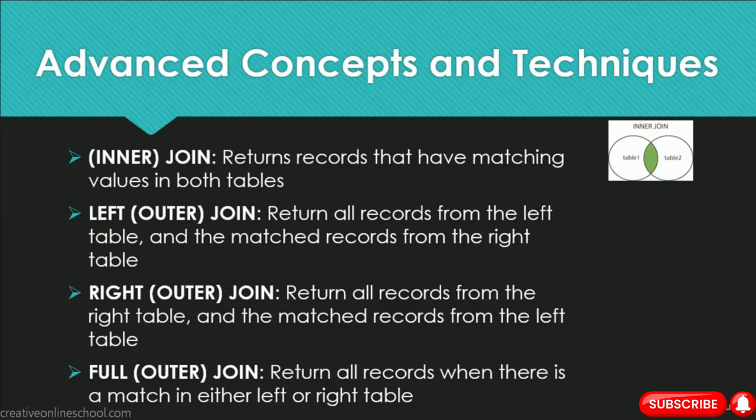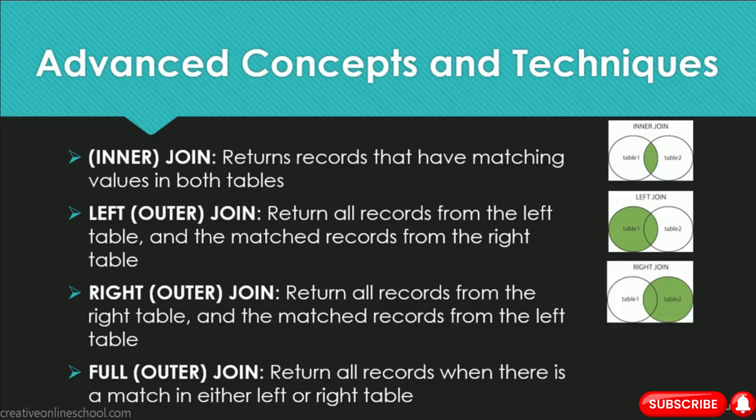A left outer join returns all records from the left table and the matched records from the right table. So if you look at this image, you can see that it will return the entire left table, but only the portion of the right table that matches the criteria. A right outer join returns all records from the right table and only the matched records from the left. As you can see here, it loads the whole right table but only the matching records from the left.